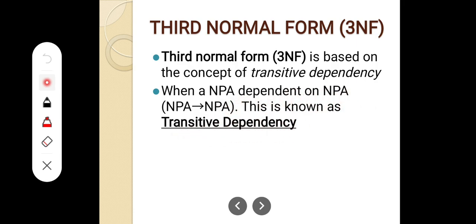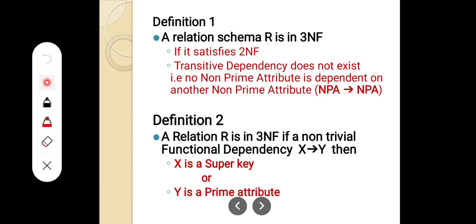So you just have to check whether such a condition occurs. It means that this is not satisfying third normal form. If a non-prime attribute is functionally dependent on another non-prime attribute, then that condition is violating the third normal form rule. Okay, so let us see the definitions of third normal form.